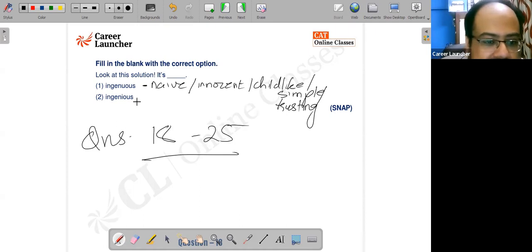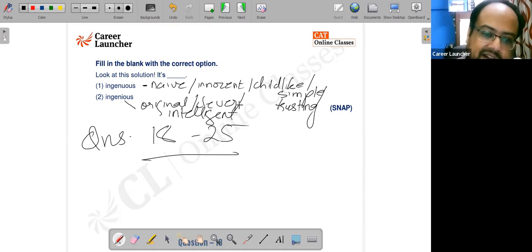The second option, ingenious, refers to something that is original, clever, or intelligent. So the first one is naive, innocent, childlike, simple, or trusting. The second one, ingenious, is original, clever, or intelligent. That is what these two words mean.